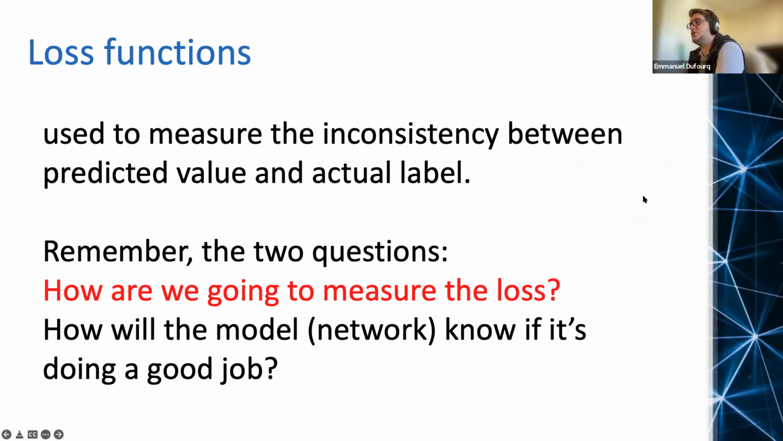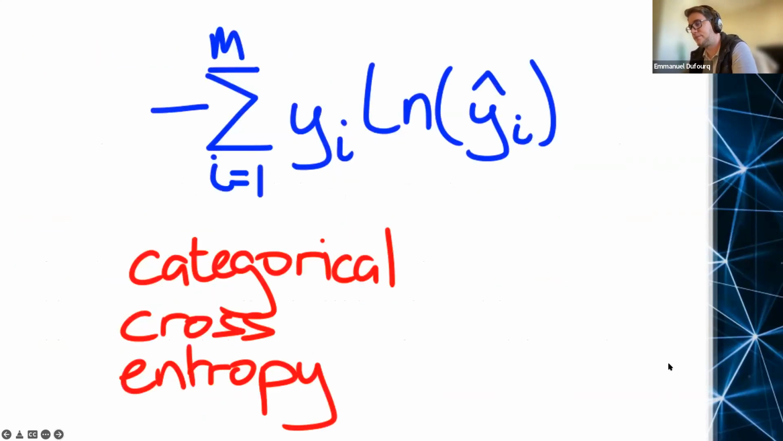So the loss function is used to measure the inconsistency, in other words, the error between the predicted value and the actual value. So how are we going to measure this loss? How will the model know if it's doing a good job? This is the fundamental question we're still trying to answer. So we can define a loss function, and the categorical cross entropy is a loss function that is commonly used for classification problems.